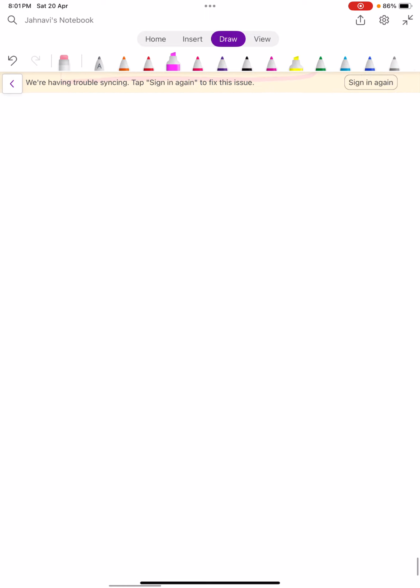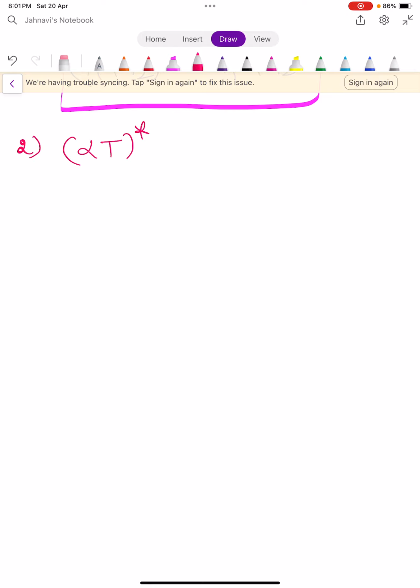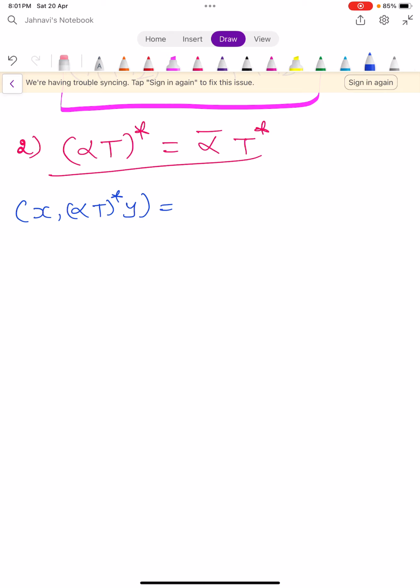Next, we prove the second property. That second condition is (alpha T) whole star is equal to alpha bar into T star. This is the second property of the operation. So let us check it. Again, here also you consider one inner product: the inner product of x comma (alpha T) whole star into y. So you can shift this to the first term.